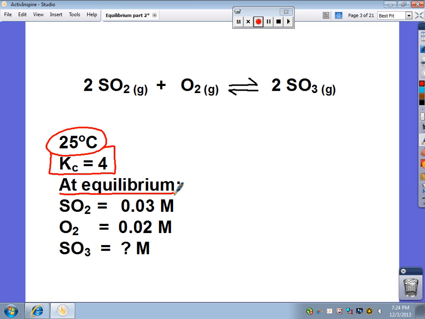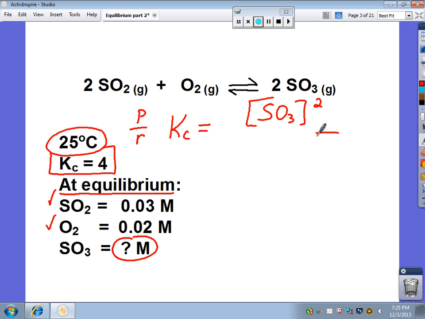They give me the values for SO2 and the values for O2, but we do not know, this is our question mark right here, we don't know our value for SO3, sulfur trioxide. So they want us to find the molarity. Well, what do we know how to do? We know how to write an equilibrium expression. And so, just like we did on the previous page, the equilibrium expression is still the products over the reactants. I'm going to write the same thing I wrote on the other page. I'm using brackets because I have molarity. Okay, and then I'm going to put O2 here, and sulfur dioxide here, and I'm going to square it because that's what my reaction tells me to do.